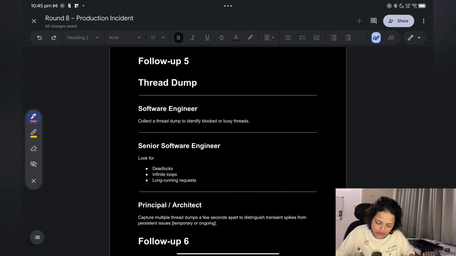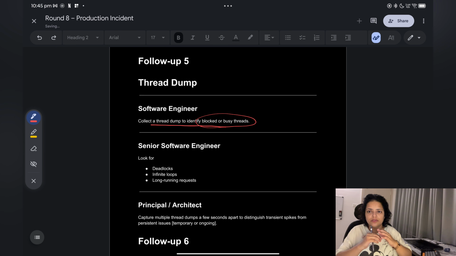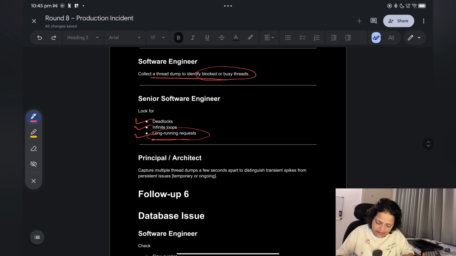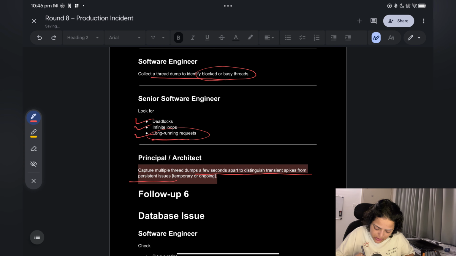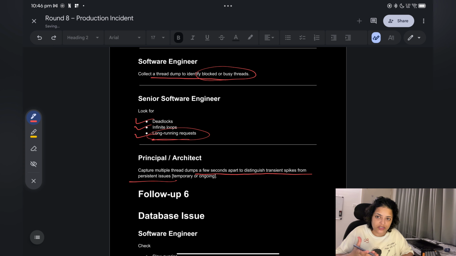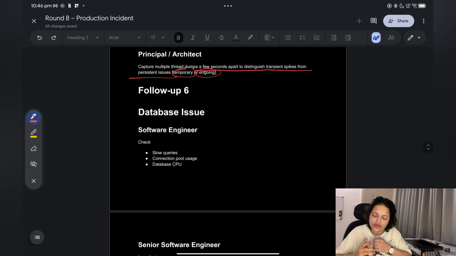Okay, next one is thread dump. A software engineer will say that he will collect a thread dump to identify blocked or busy threads. If you need to identify an issue at the thread level, then a thread dump will be useful. A senior software engineer will look for deadlocks, infinite loops, and long-running requests. A principal architect will say that he will capture multiple thread dumps a few seconds apart to distinguish transient spikes from persistent issues. What is a transient spike and what is a persistent issue? It means whether it is a temporary or an ongoing issue. Now follow-up question 6 is related to database issues.